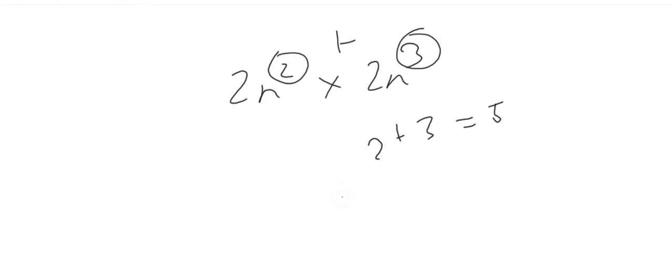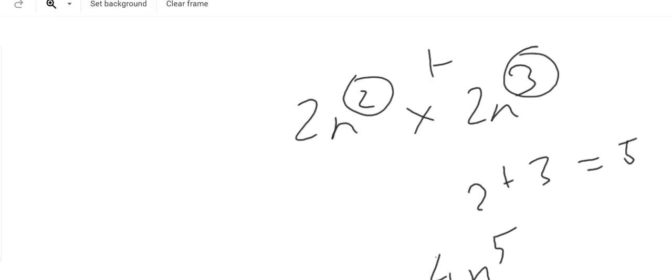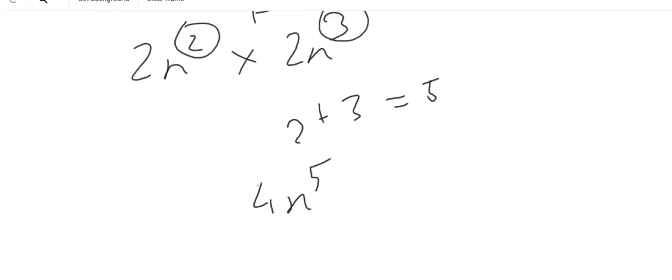How do I multiply this? Over here, the powers will be added. So 2 plus 3 is 5. So I can write this as 4 to the power x to the power 5, or 4x to the power 5. Okay? Now, next up, let's move on to our next one.